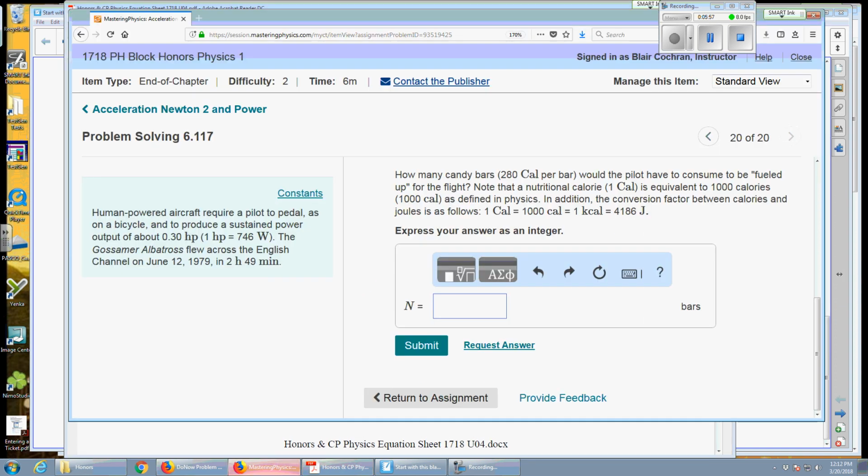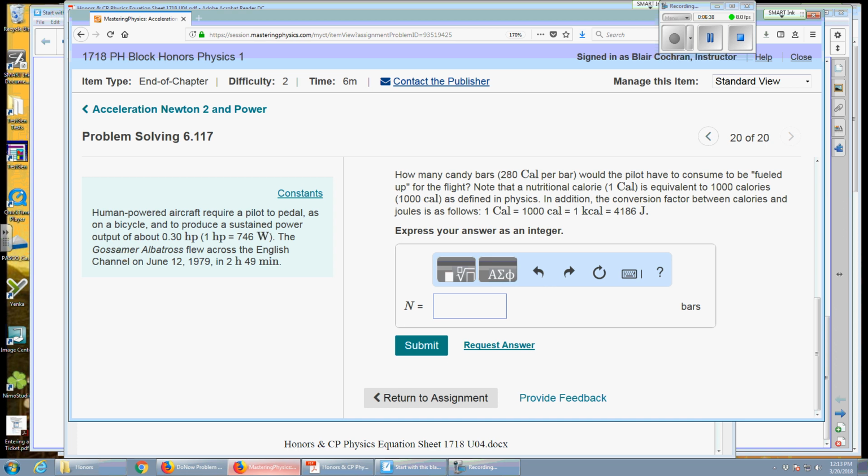All right, and now, how many 280 calorie per bar candy bars would the pilot have to consume to fuel up for the flight? Note that an additional calorie is equivalent to 1,000 calories as defined in physics. And 1,000 calories equals 4,186 joules. Express your answer as an integer. What does that mean? Yes, the whole number.